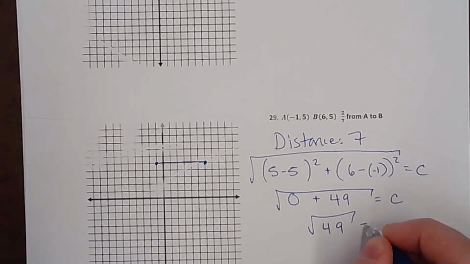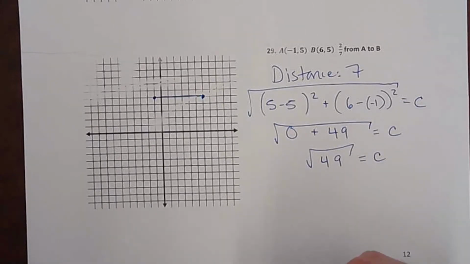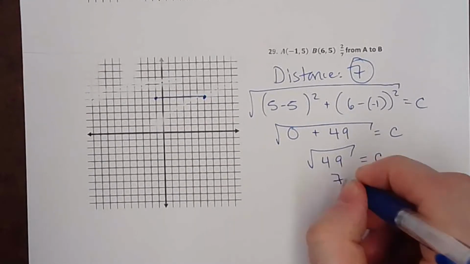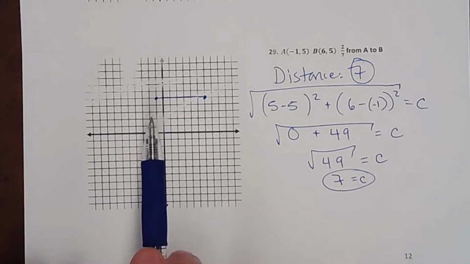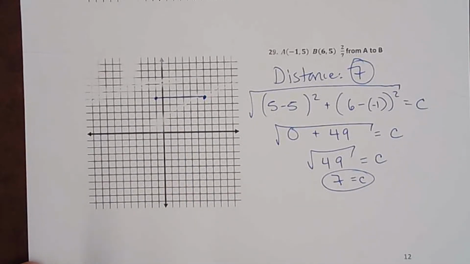And what's the square root of 49? 7. Just like I said it was, right? So that's the formula that I did. But if you have just a segment like that, just count it. It's no big deal. It has no vertical component at all, so of course this is going to be 0.